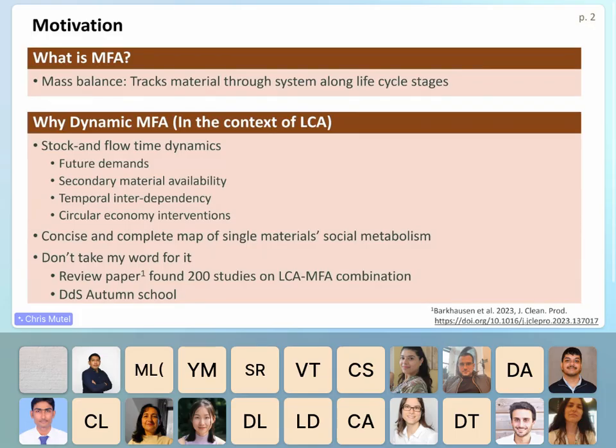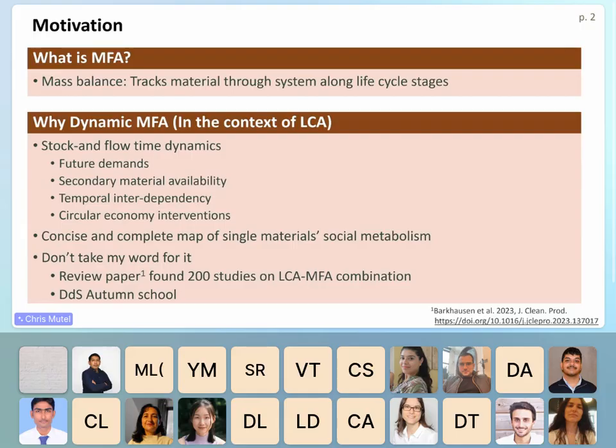So why would dynamic MFA be interesting, especially in the context of LCA? Well, first of all, it provides stock and flow time dynamics. So it helps you to project future demands of materials, and to project secondary material availability, how much of that demand can be recycled or can be saturated from the recycling. It enables you to model intertemporal interdependency. So for example, if your demand is reduced in one year, how does it reduce the scrap availability in another? And it also enables you to investigate circular economy interventions.